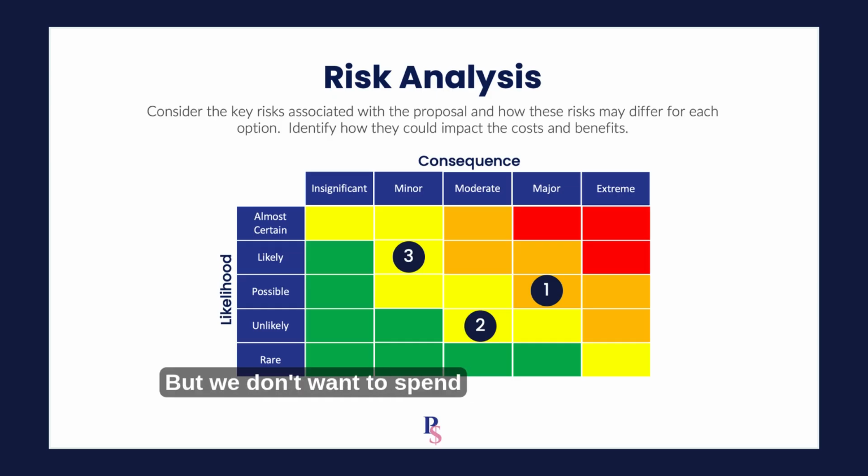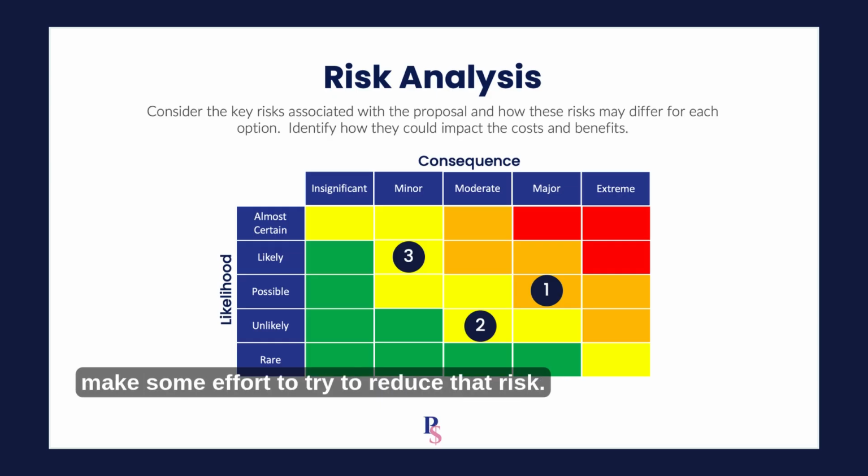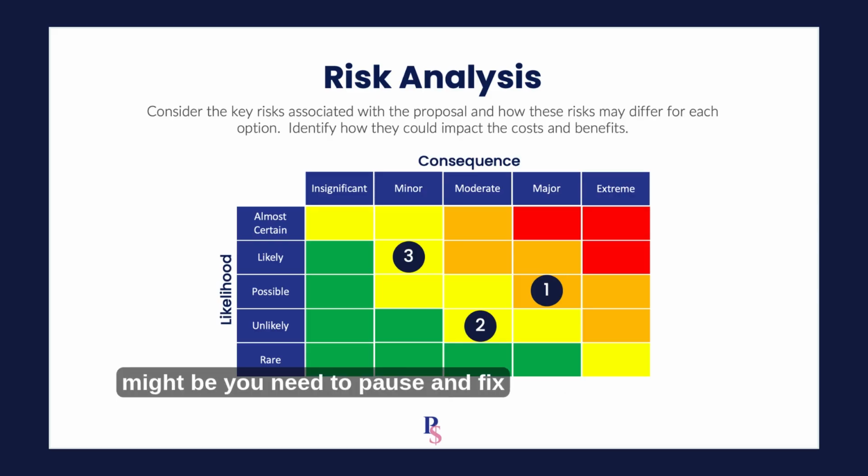It's above our tolerance, but we don't want to spend more money managing that risk than the value that we're going to add. So generally, it's a tolerable area in that yellow. Now the orange starts getting intolerable. It's more risk than we want to take, and we want to make some effort to reduce that risk. And then the red area is intolerable and it's something we want to start taking action on. In some cases, depending on where you are in the process, you might need to pause and fix that risk, or address that risk, before you actually move any further.